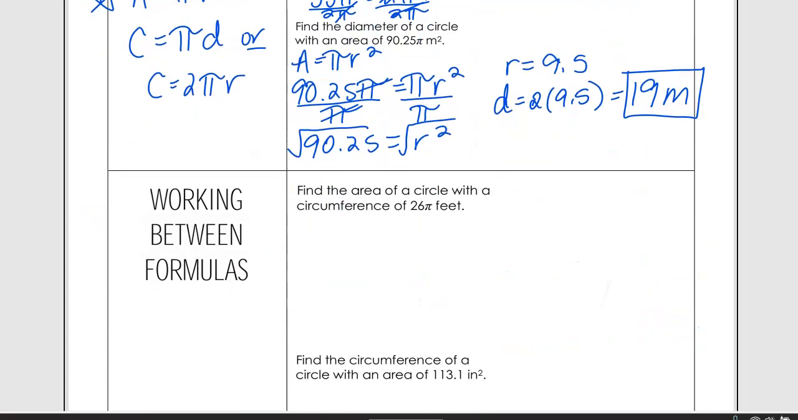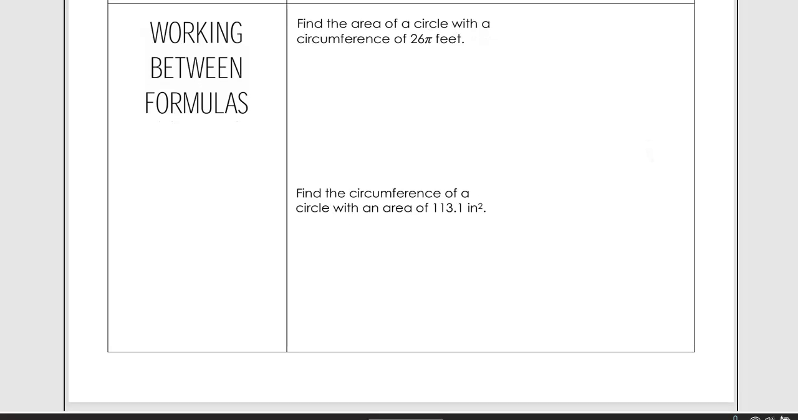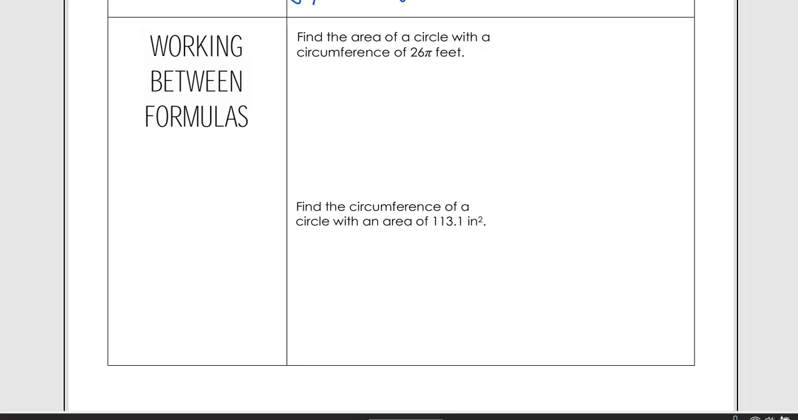All right, let's say we have to use multiple formulas, so we want to work between all the formulas. Our first example is find the area of a circle with a circumference of 26 pi feet. Circumference is going to allow us to find the radius, and then we can use that radius to find the area. So we're going to use circumference equals 2 pi r, and we're also going to use area equals pi r squared.